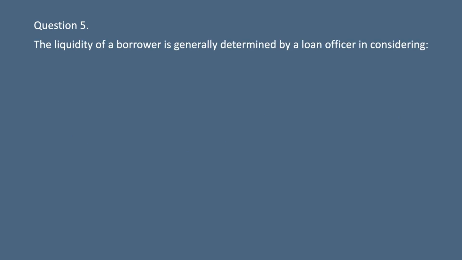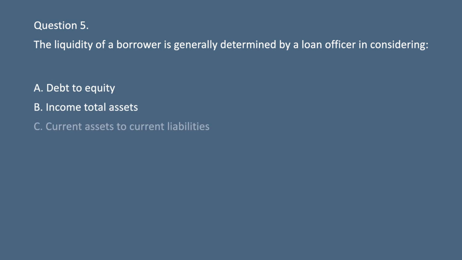Question 5. The liquidity of a borrower is generally determined by a loan officer in considering A. Debt to equity. B. Income total assets. C. Current assets to current liabilities. D. Fixed assets to current assets.